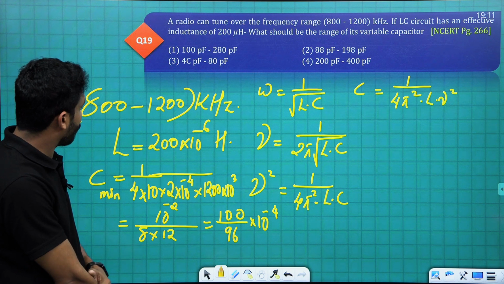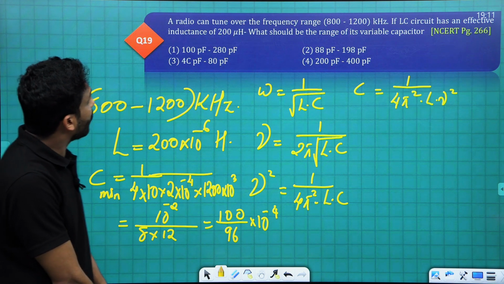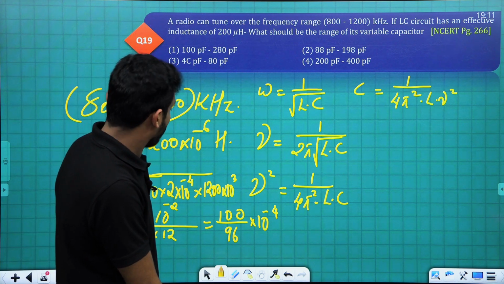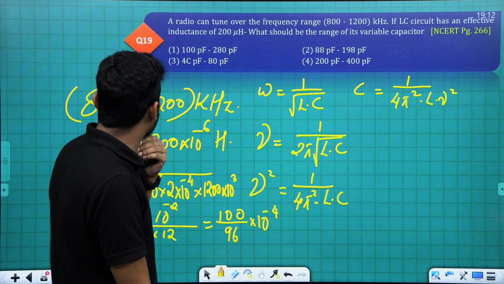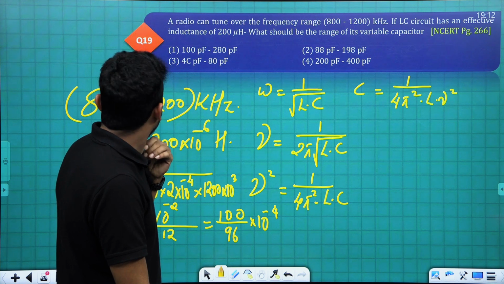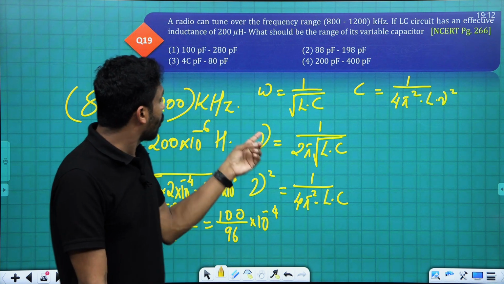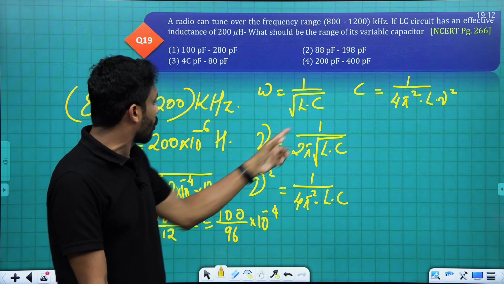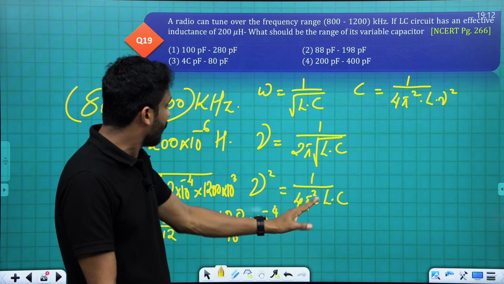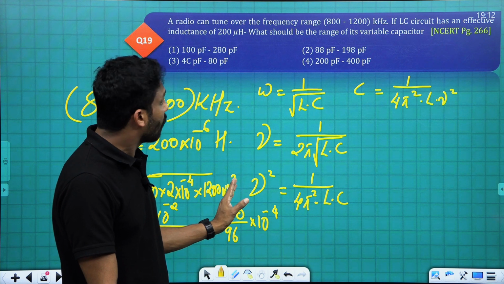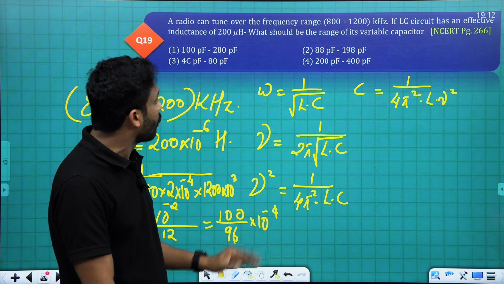10 raised to minus 4. Now what will we get? 100 divided by 96. Some of the values are missed here. Nu is equal to omega, which is 1 by root LC. Nu is equal to 1 divided by 2 pi into root of LC. Omega square is 1 by 4 pi square into LC. Then C is equal to 1 by 4 pi square into L into nu square.